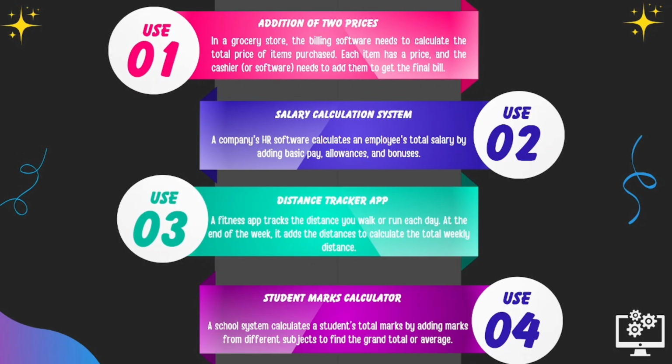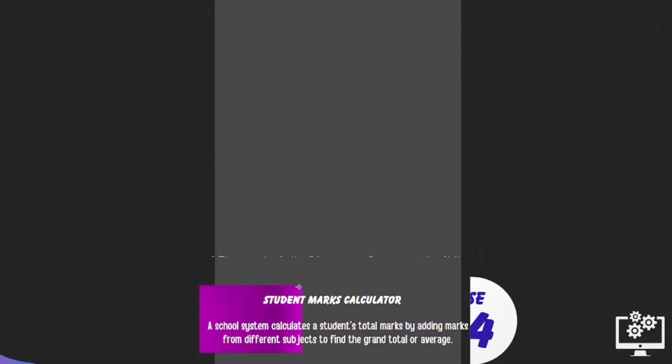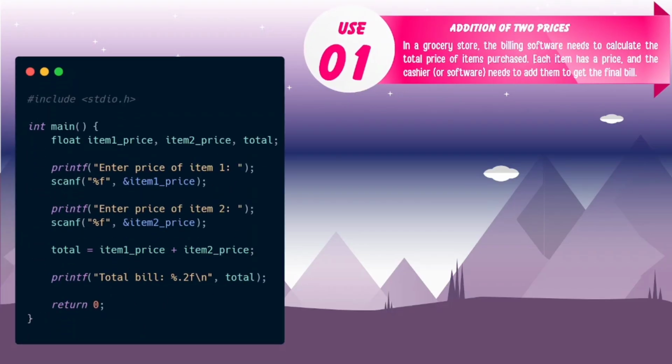So what would be the practical use of this program? We can use it for different purposes. For example, in case of addition of some prices, salary calculation, distance tracker app, student's mark calculator, and much more than that. Let's go through one by one. First of all, in case of addition of prices, we can also do more. For example, you are purchasing in a super mall. In the super mall, you will have the conveyor belt where you will put all the goods you have bought, and their prices will add up and you will get a final bill.